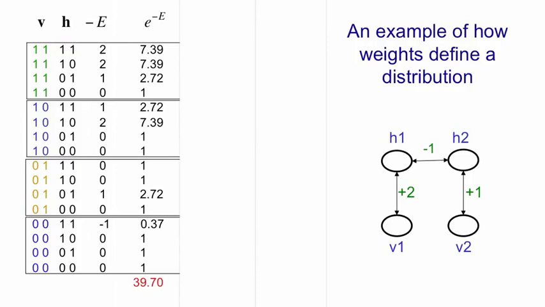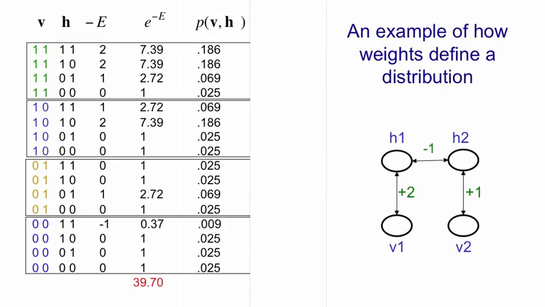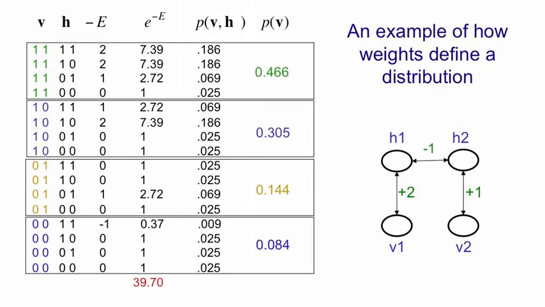If we add all those up to get 39.7, and then we divide everything by 39.7, we get the probabilities of joint configurations. There they all are. Now, if we want the probability of a particular visible configuration, we have to sum over all the hidden configurations that could go with it, and so we add up the numbers in each block, and now we've computed the probability of each possible visible vector in a Boltzmann machine that has these 3 weights in it.